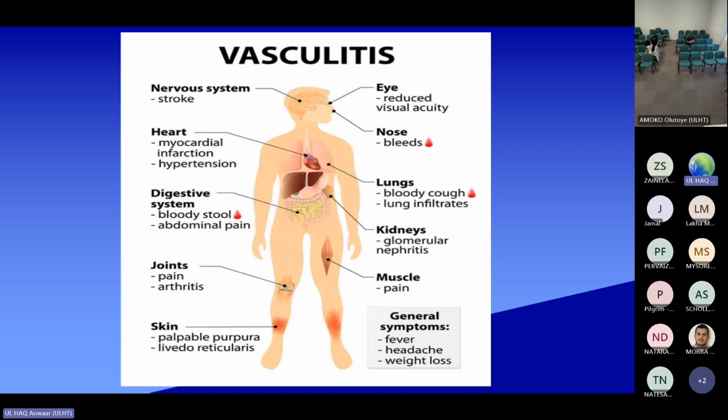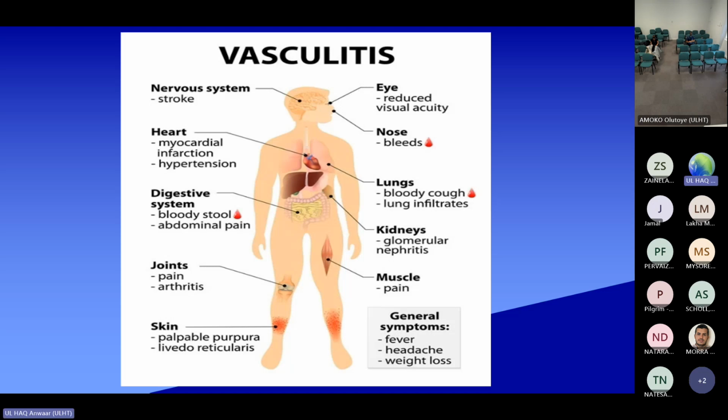Digestive tract: the patient can have blood in the stool and abdominal pain. This abdominal pain is ischemic in nature because of the inflammation of the blood vessels. The GIT is not getting a good quantity of blood, and that can give you the pain. Kidney: glomerulonephritis, Goodpasture syndrome, GPA, and microscopic polyangiitis.